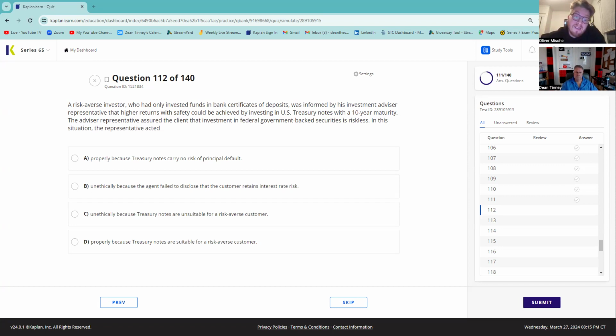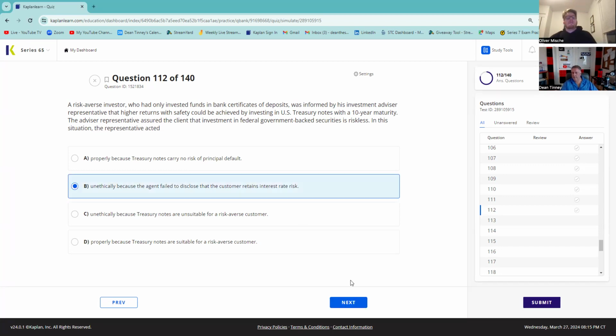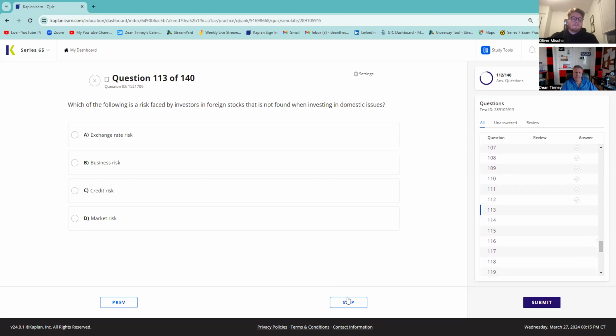I want to say B. D as in dog. B. You are correct. He still has interest rate risk. You're correct, right? That's inflation risk, right? Yeah, and inflation as well. Absolutely. Which of the following is a risk faced by investors in foreign stocks that is not found in domestic issues? A. Right on. Good job. Currency risk, right?